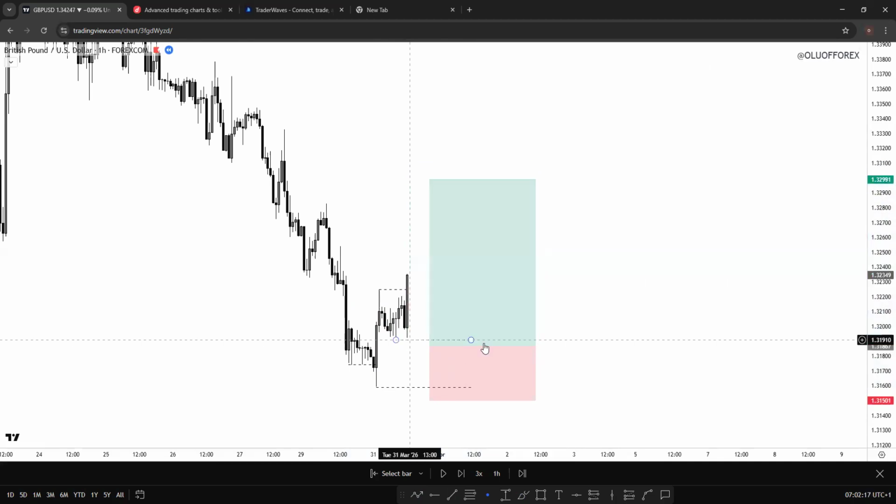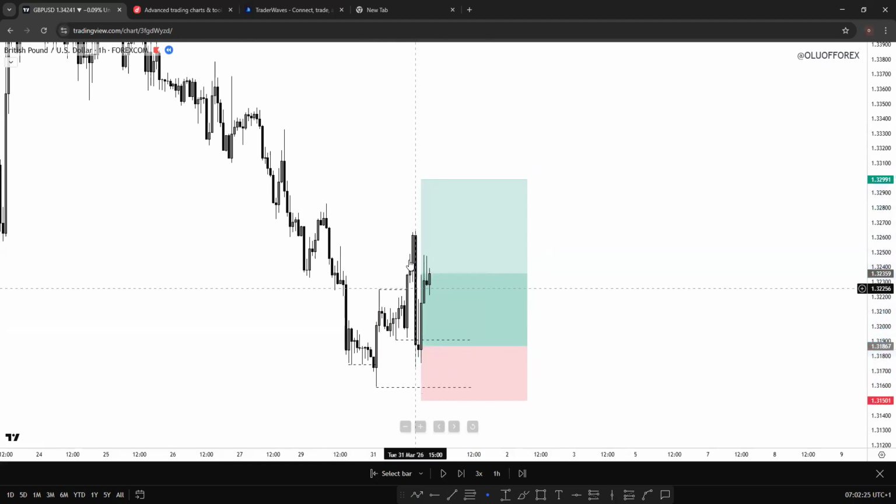So what do you expect? You expect price to take them out and buy. Let's see what price did. See, price took them out. See how price took them out aggressively and they started buying.